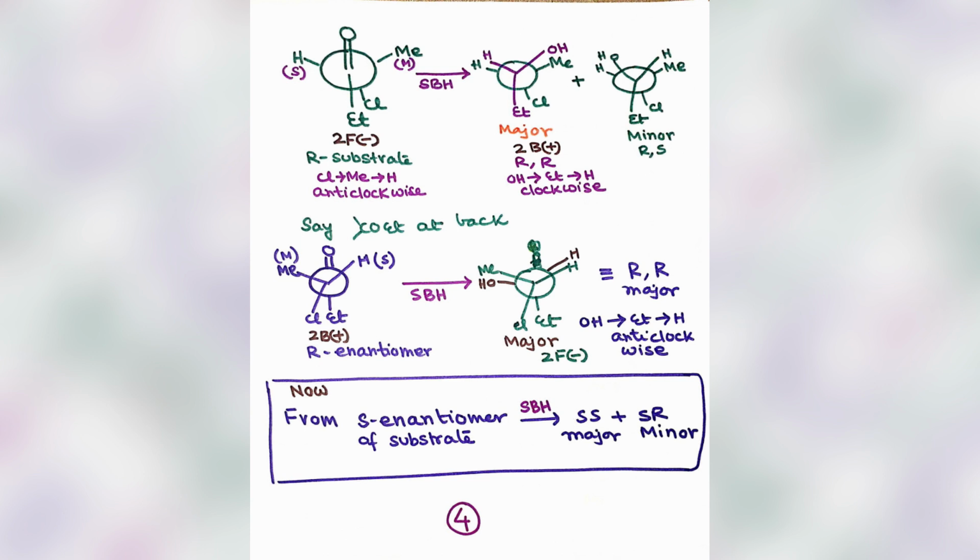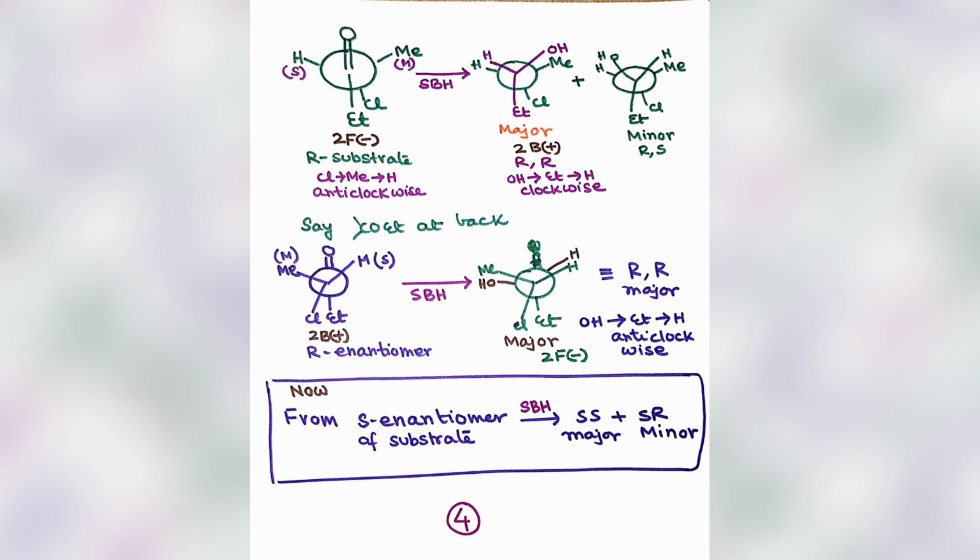Now the thing is, in order to apply the dipolar model, chlorine compulsorily should be at the bottom, means anti with respect to C double bond O. So the chlorine is at the bottom, right hand side methyl, left hand side hydrogen. If we place it like this, then compulsorily it will be the R substrate.